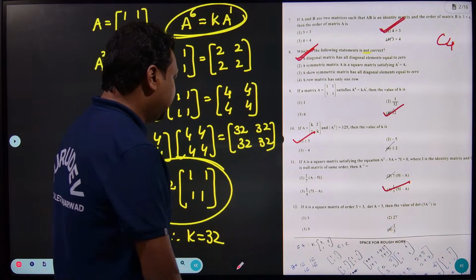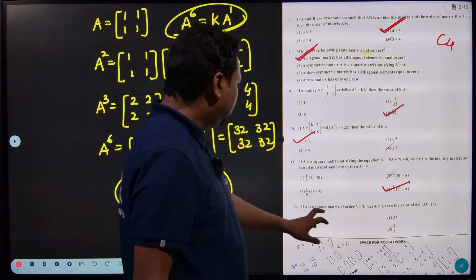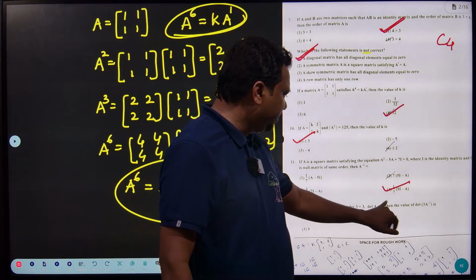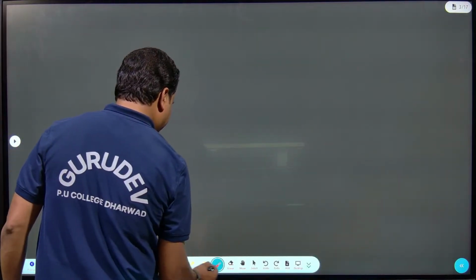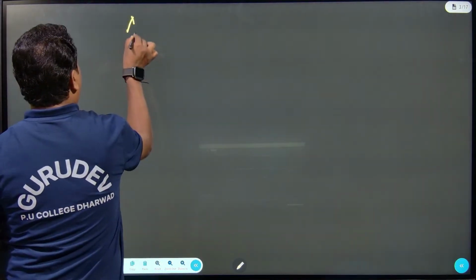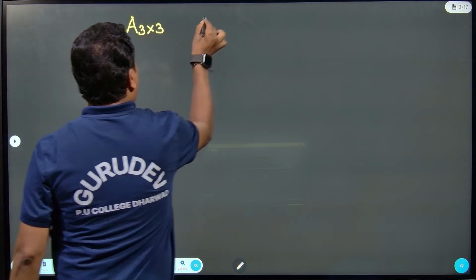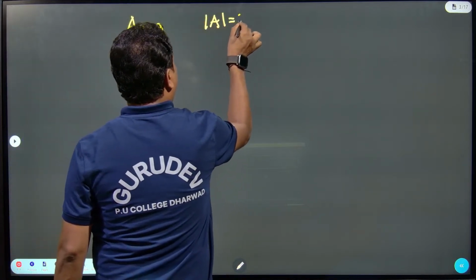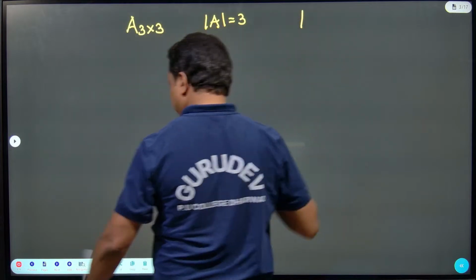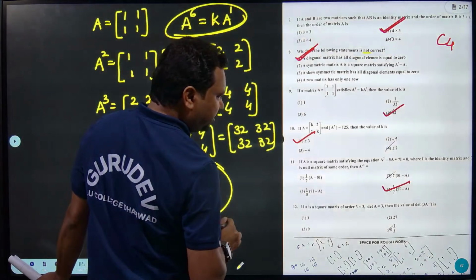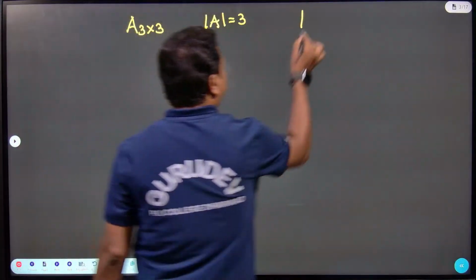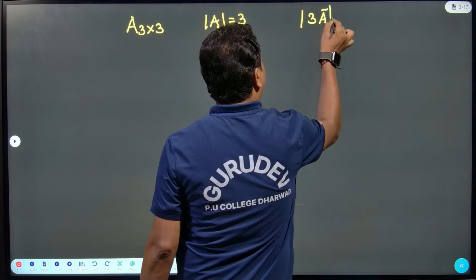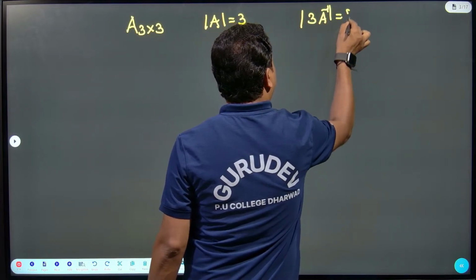Clear? Let's go for the 12th one. A is a matrix of order 3 cross 3. Determinant of A is equal to 3, then they ask what is the determinant of 3A inverse. Okay, A is a matrix of order 3 cross 3, determinant of A is equal to 3, then they are asking the determinant of 3A inverse.